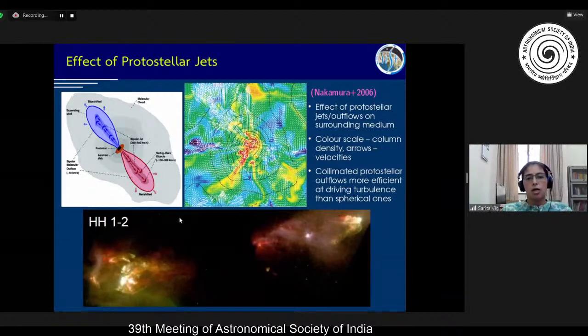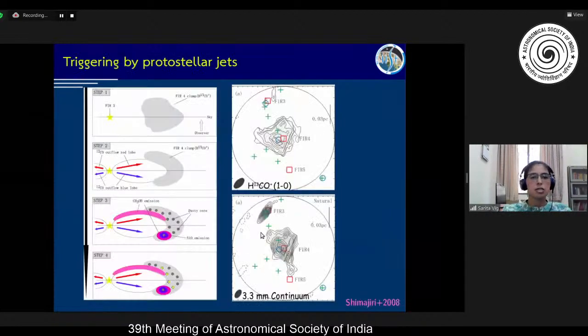Herbig-Haro objects. So protostellar jets do affect the interstellar medium in multiple ways, but another interesting effect is that they can also trigger star formation, for example, and this has been observed towards the star forming region in Orion, where it is believed that because of the effect of this outflow, it has triggered the formation of a star.